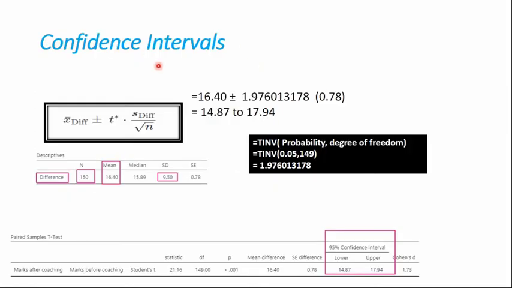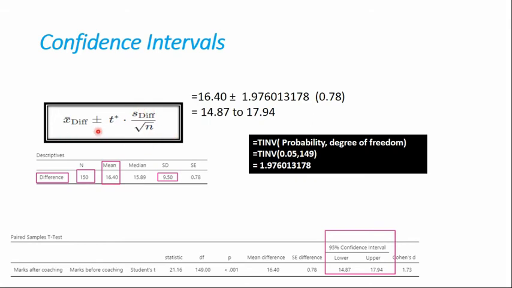How to calculate confidence interval? To calculate confidence interval, mean difference plus or minus t critical value times standard error, or we can say standard deviation divided by square root of n. This is the formula of standard error.